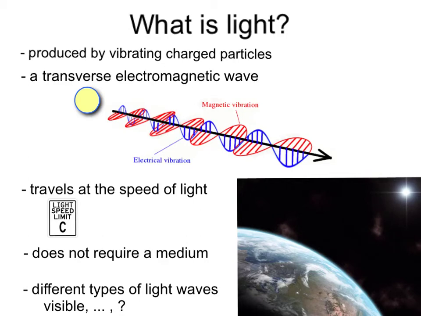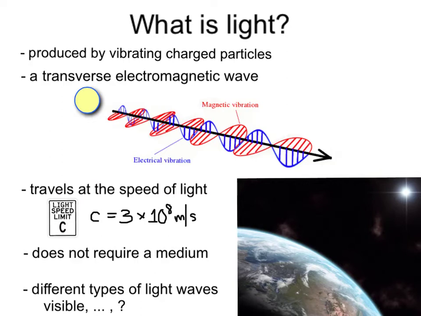This electromagnetic wave propagates at the speed of light, or c, known as the cosmic speed limit, where the speed of light is 3 times 10 to the 8th meters per second, or 186,000 miles per second.